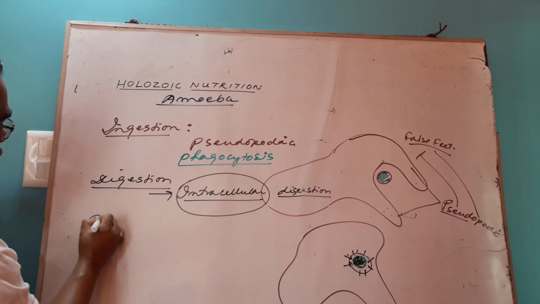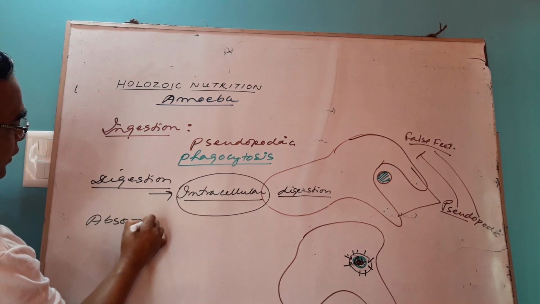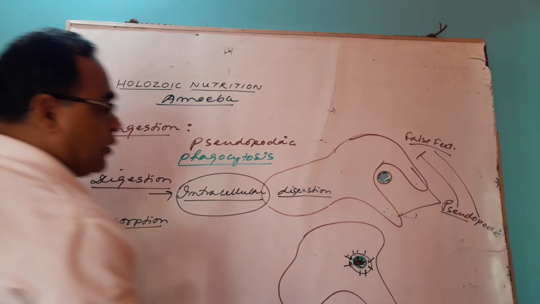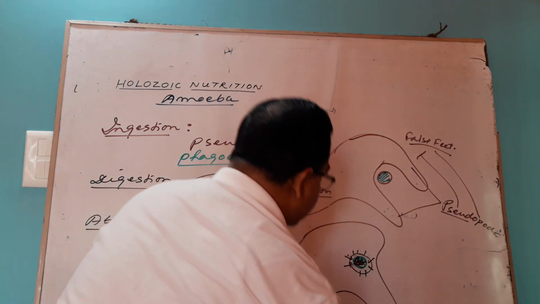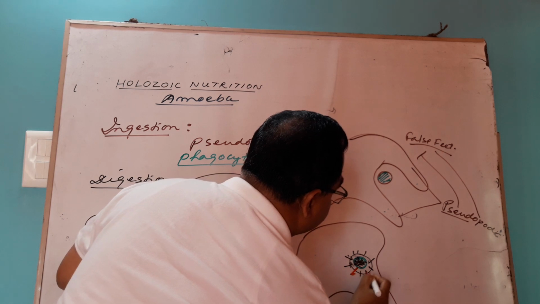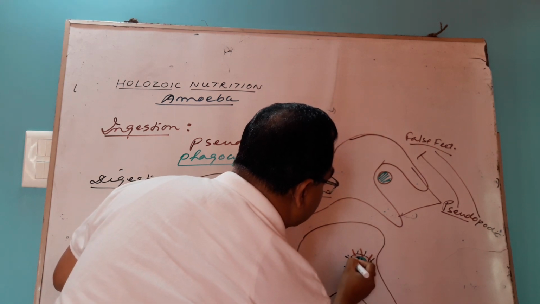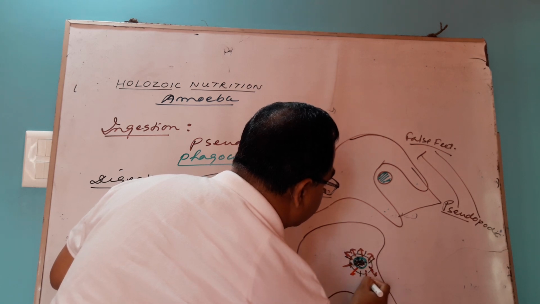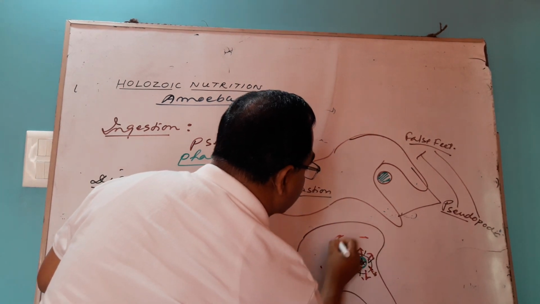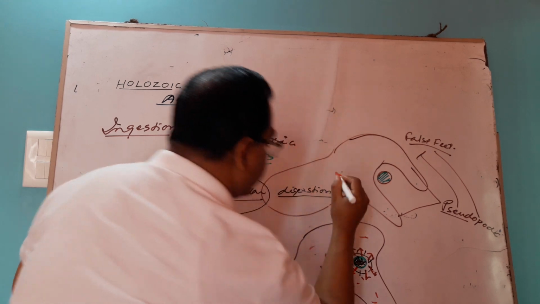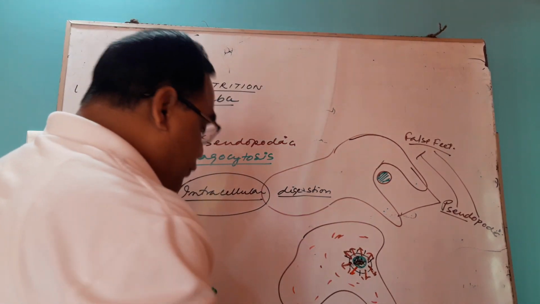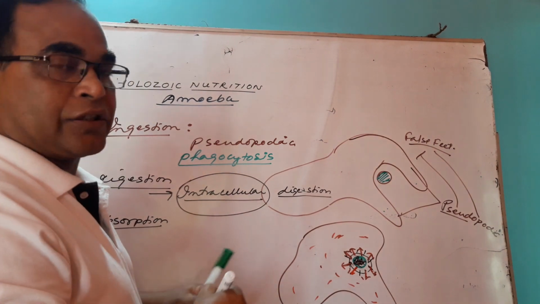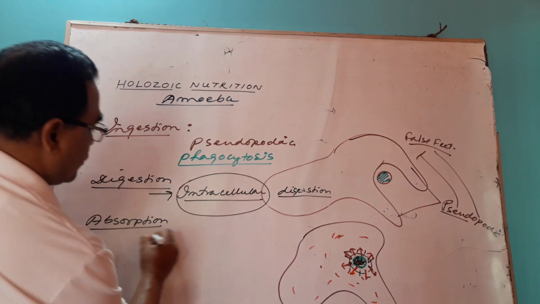Next step is absorption. Once the food is digested inside the food vacuole, the food starts to diffuse out. The food diffuses out from the food vacuole and spreads in the cytoplasm of the amoeba. Diffusion of digested food from the food vacuole is called absorption.